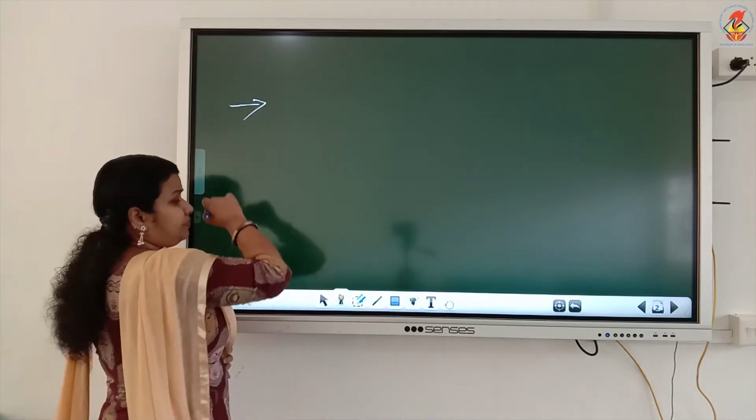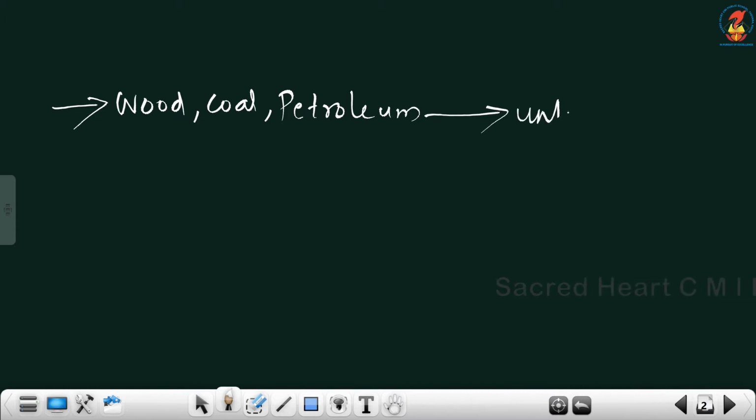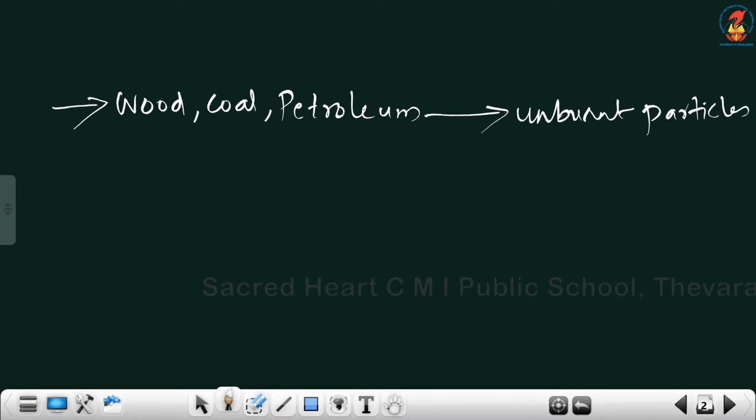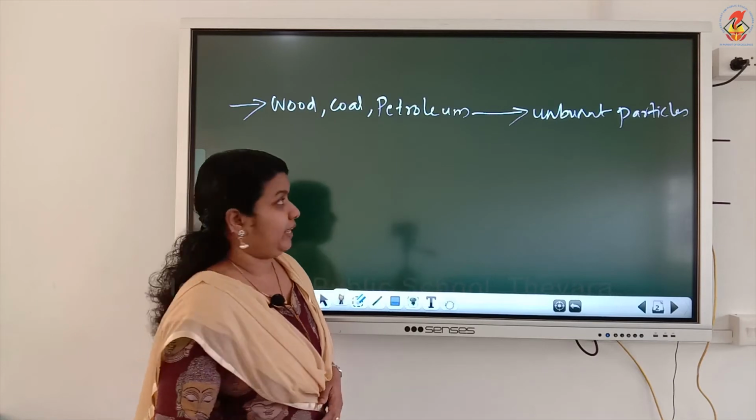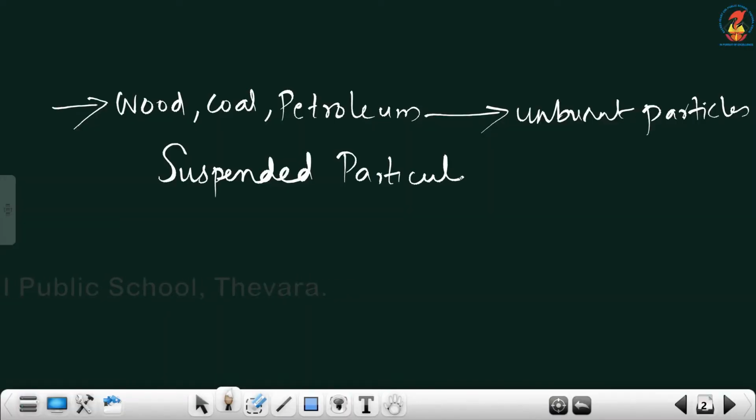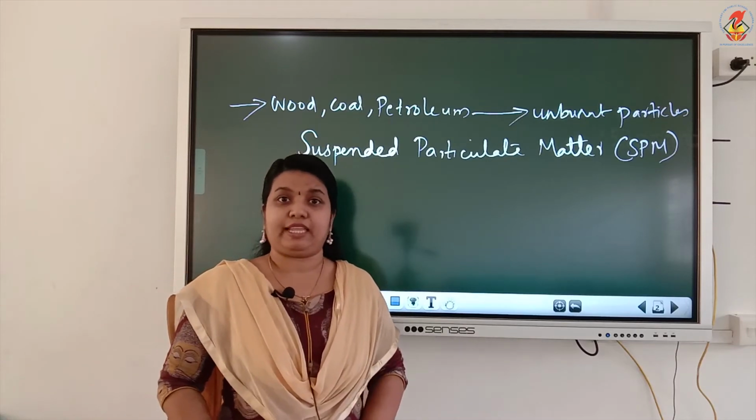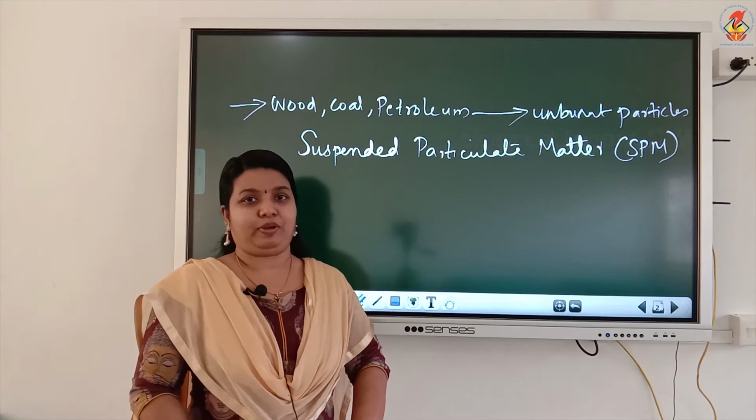The first one is that carbon fuels like wood, coal, petroleum, etc., upon burning, release unburned particles into the atmospheric air. We call these particles suspended particulate matter, or SPM. These fine particles are dangerous pollutants and they can cause severe respiratory problems like asthma. So, that is the first one.